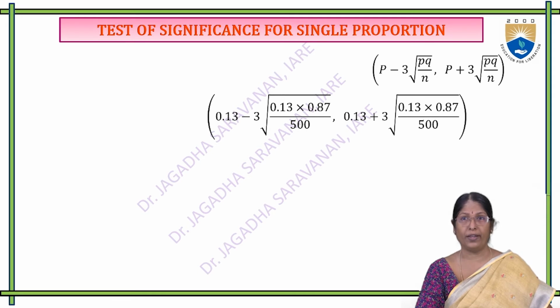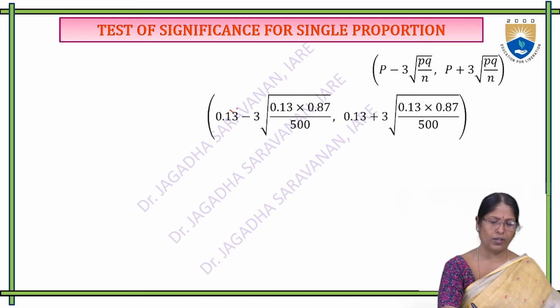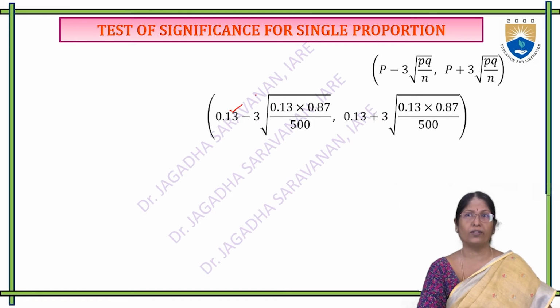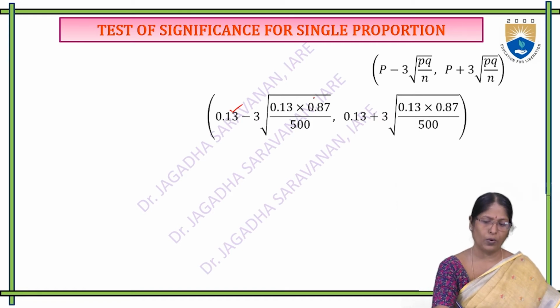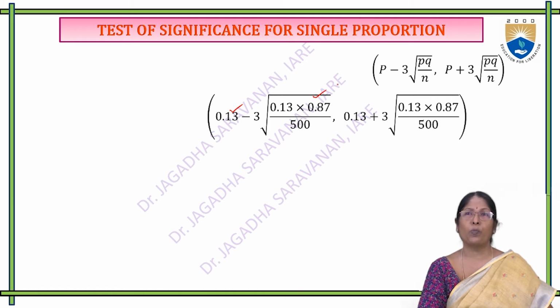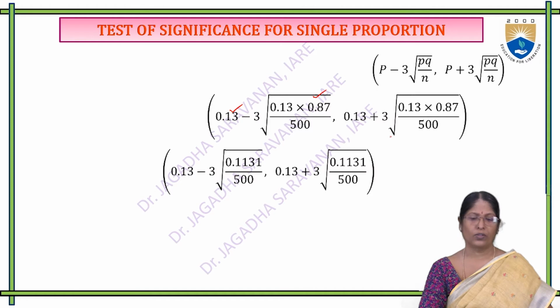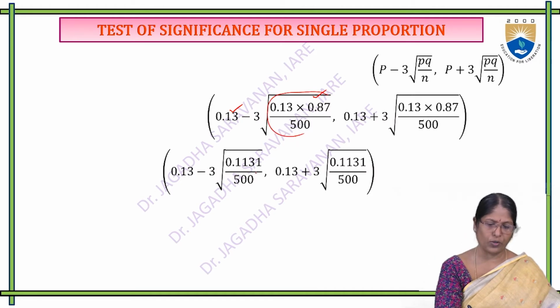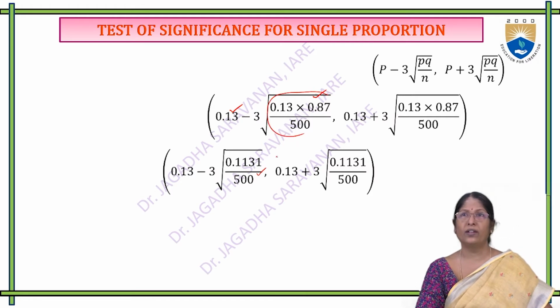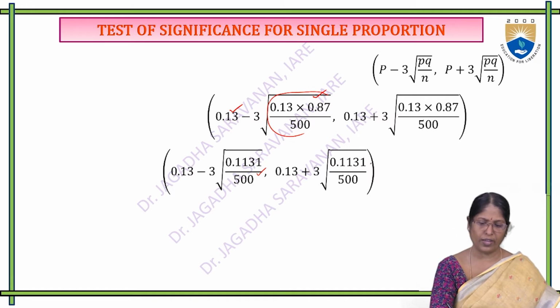So now here small p is 0.13 minus 3 into the square root of 0.13 into 0.87 divided by 500, comma, 0.13 plus 3 into the square root of 0.13 into 0.87 divided by 500. The square root value we can see here. As we calculated, we put 0.1131 by 500. The same here also.